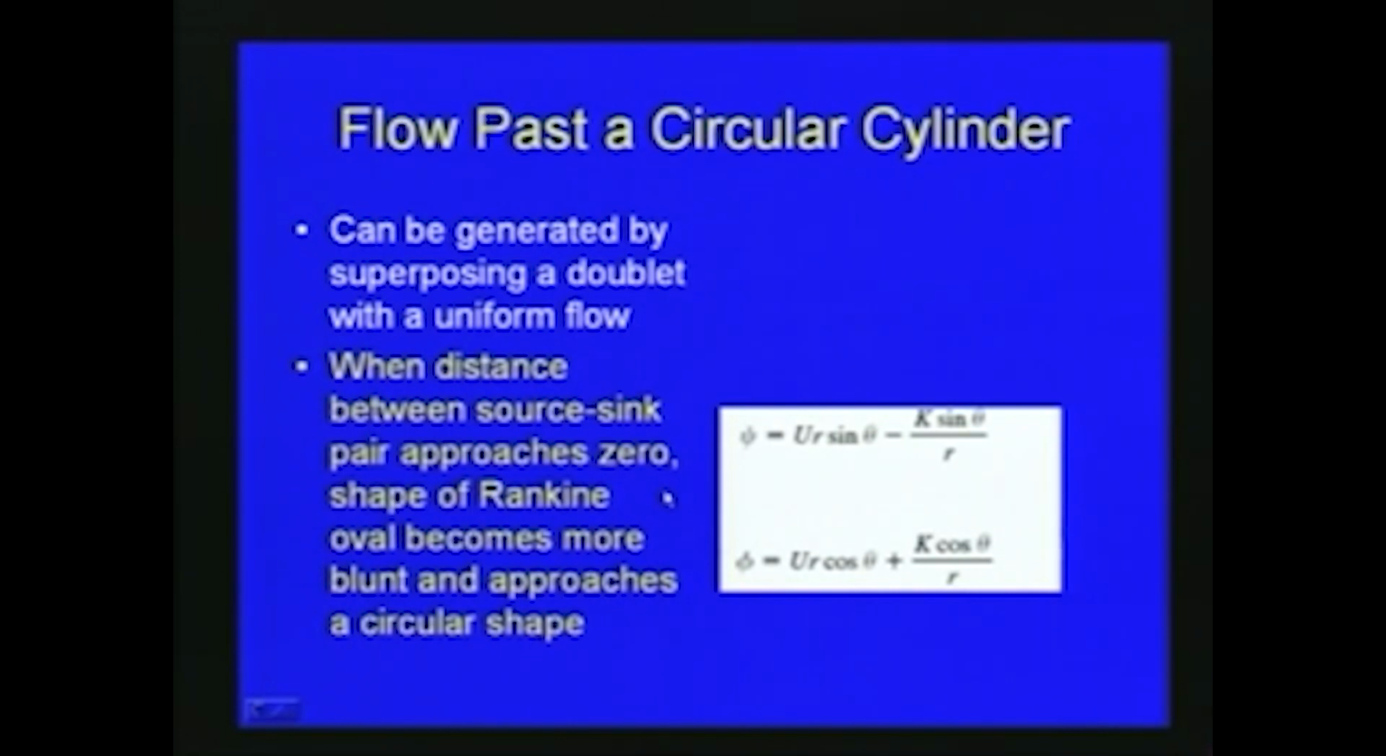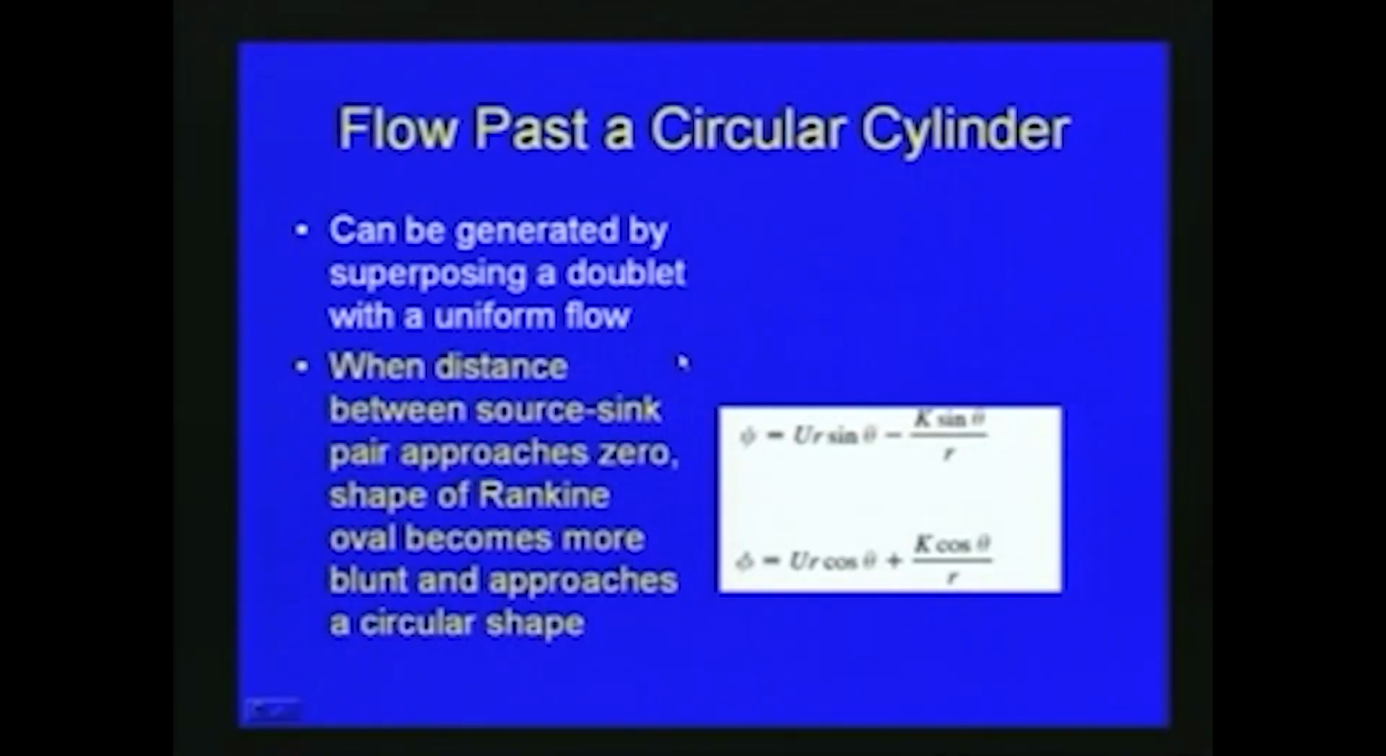In a very similar way, the Rankine oval is obtained by superimposition of a source and sink of equal strength at a distance a within a uniform flow. So, this is the so-called Rankine oval. This is another way of combining simple elementary flows to get a complex flow system.